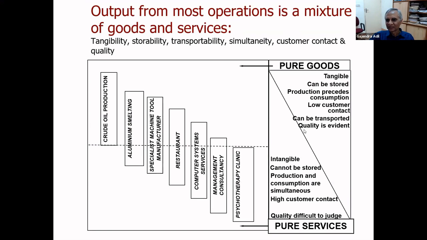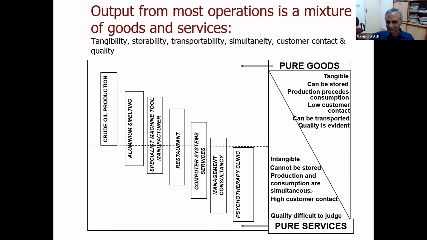And quality is evident because you have a specification very well defined. If it's a car, I know what engine goes in, the color is defined, everything is very well defined. All you need to check is whether it is produced to that specification. So specification is easy and checking whether it meets the specification is easy. So the quality is more evident in goods. Now we look at services, which is the other side. They are intangible. We cannot store. So the implication is that when the service is required, you are producing as well as consuming simultaneously. Customer is there.